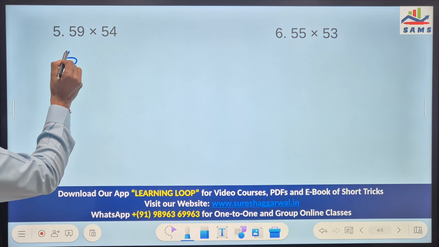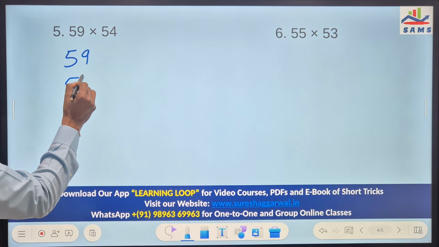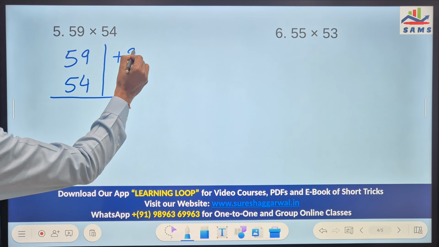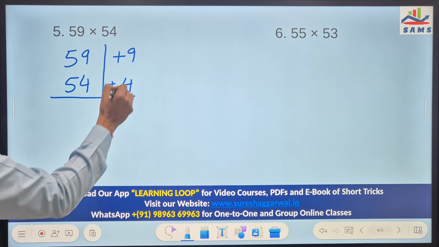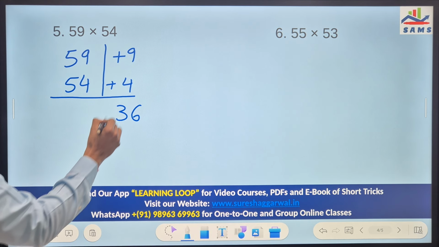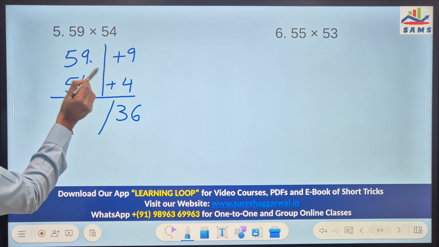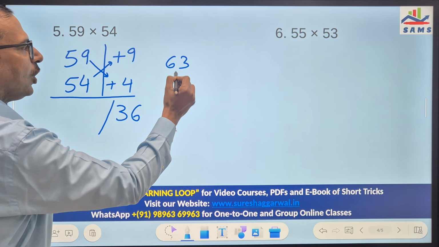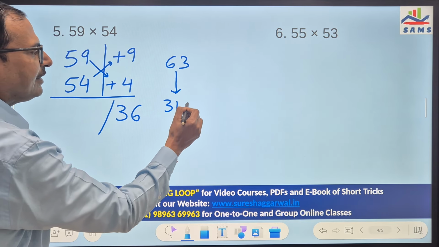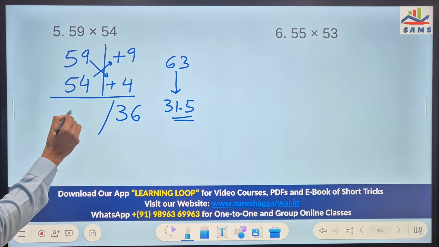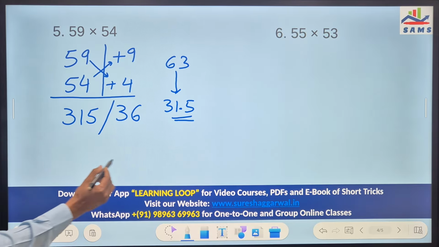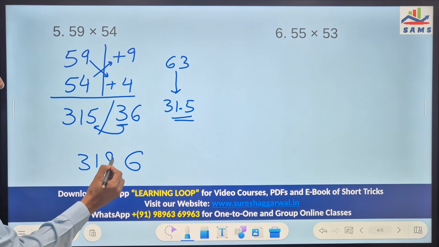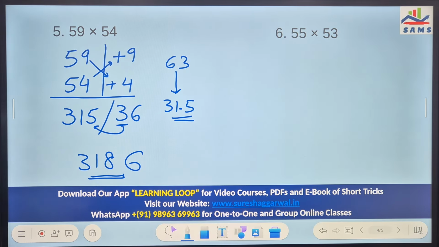Let's see here, 59 times 54. Vertical line, horizontal line, this is +9 and this is +4. Multiply them, you get 36. Separate it out using a slash. Add this, you get 63. Add this, you get 63. Odd number, 31.5. It is in decimals. Forget the decimal, 315. Write the 6, carry forward the 3, 318. So 3186 is the product.